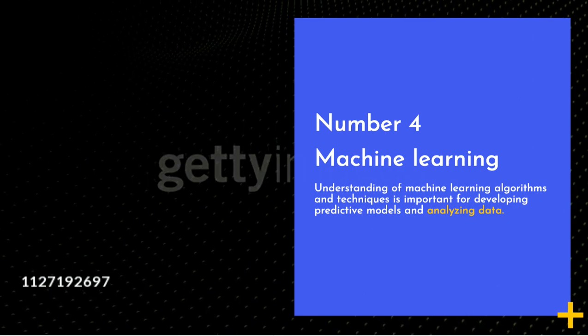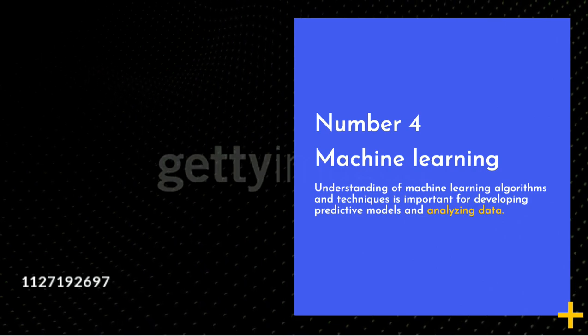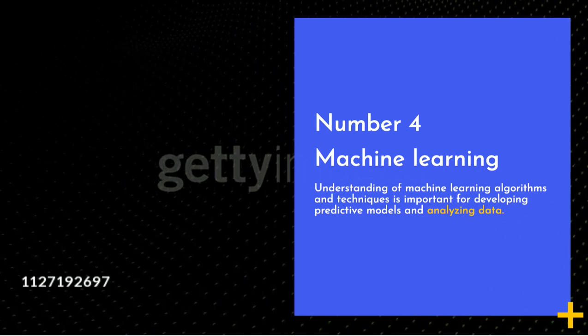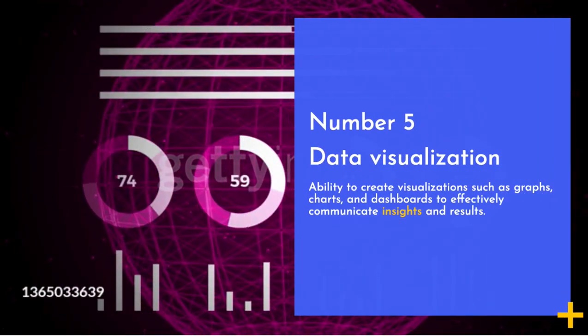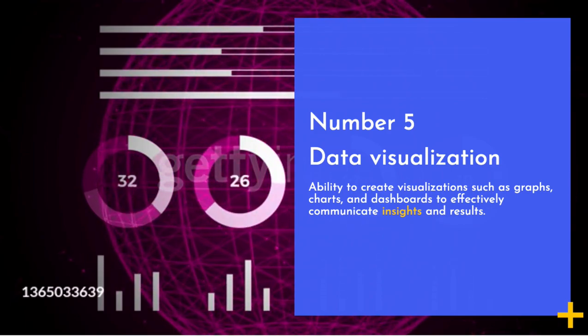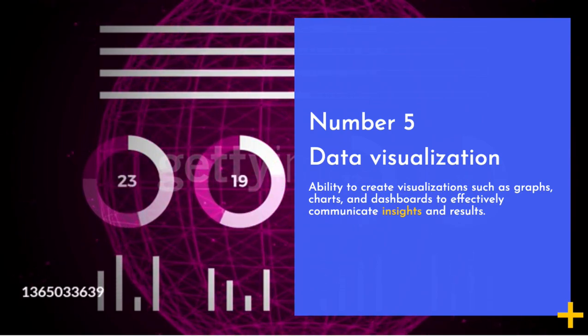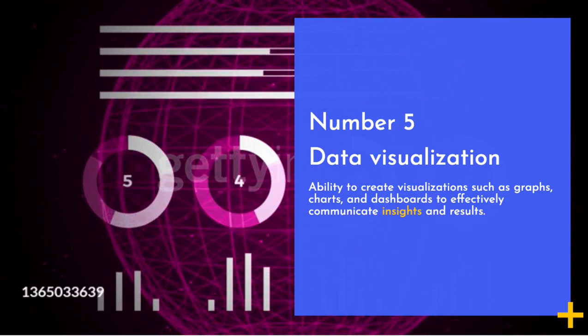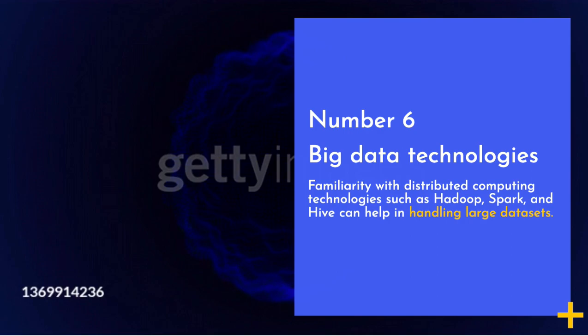Number 4. Machine learning. Understanding of machine learning algorithms and techniques is important for developing predictive models and analyzing data. Number 5. Data visualization. Ability to create visualizations such as graphs, charts, and dashboards to effectively communicate insights and results. Number 6. Big data technologies. Familiarity with distributed computing technologies such as Hadoop, Spark, and Hive can help in handling large datasets.